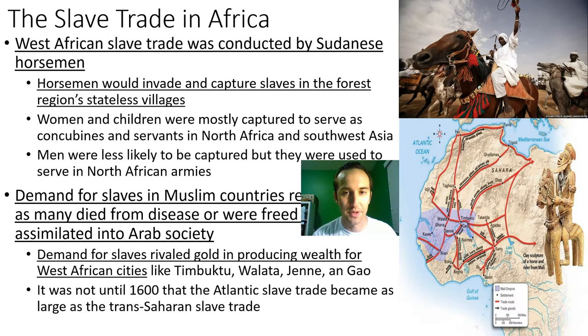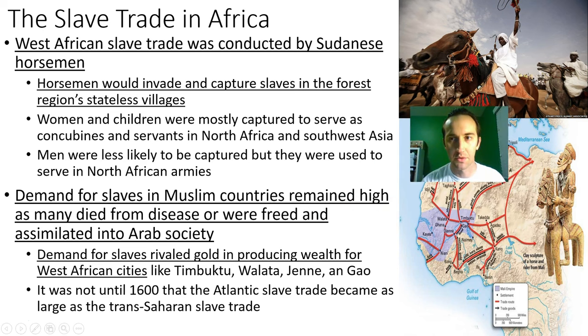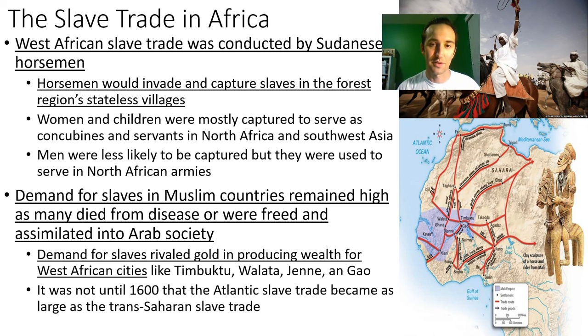The slave trade within West Africa was through Sudanese horsemen, these guys that were just experts on using horses to invade and quickly capture slaves in the forest region stateless villages. Women and children were mostly captured to serve as concubines and servants in North Africa. So concubine, like a female servant in North Africa and Southwest Asia. Men, less likely to be captured, were used to serve in the North African armies.